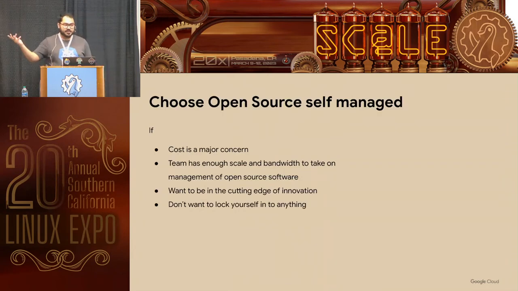So choose open source, self-managed, if cost is a major concern. You are concerned about paying a bunch of money to a company that you have not tested yet. Your team has enough bandwidth and scale to take on managing an extra project on top of Kubernetes. You want to be on the cutting edge, because open source sometimes is doing new cool things, and you want a new feature that your managed service has not caught up to yet. And finally, you don't want to lock yourself into anything, not even the project you're using right now, because it's open source. You can just kubectl delete that tomorrow if you want to.